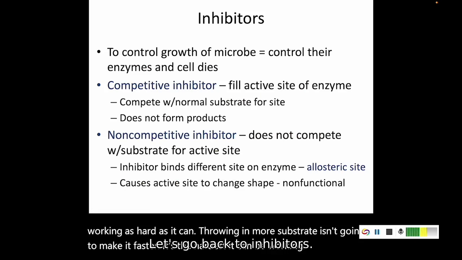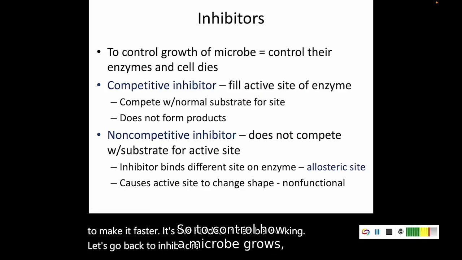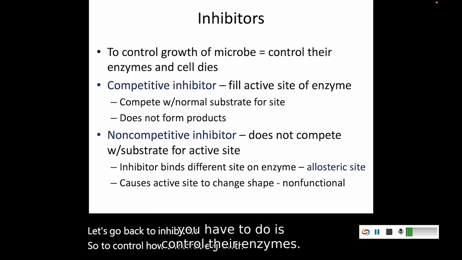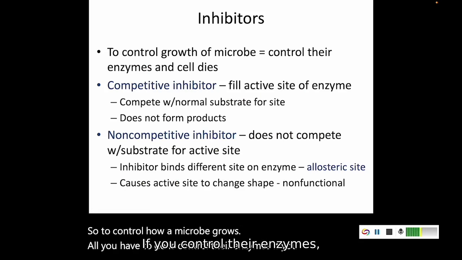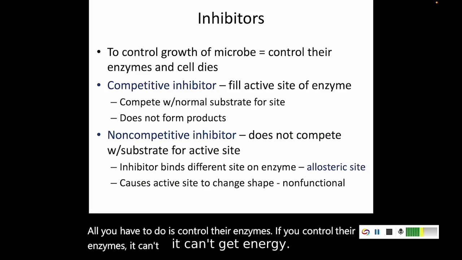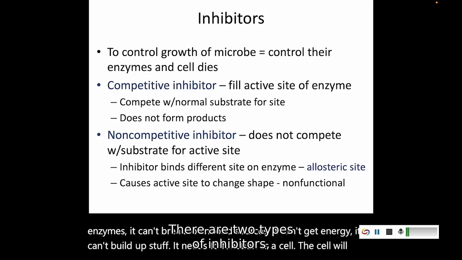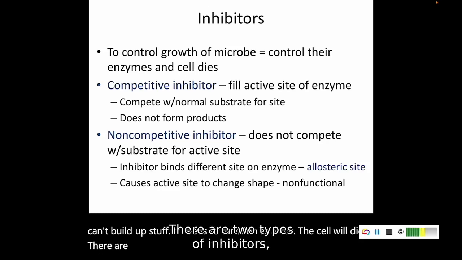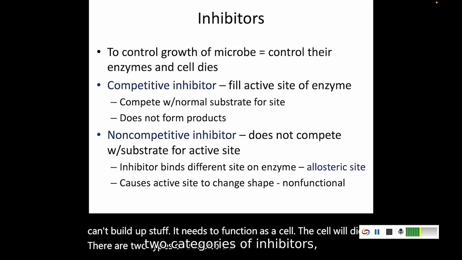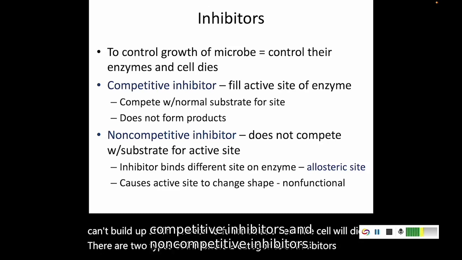Let's go back to inhibitors. So to control how a microbe grows, all you have to do is control their enzymes. If you control their enzymes, it can't break down food sources. It can't get energy. It can't build up stuff it needs to function as a cell. The cell will die. There are two categories of inhibitors: competitive inhibitors and non-competitive inhibitors.